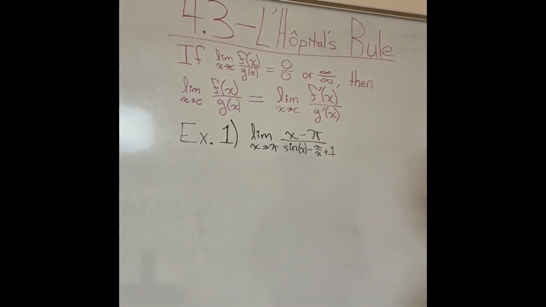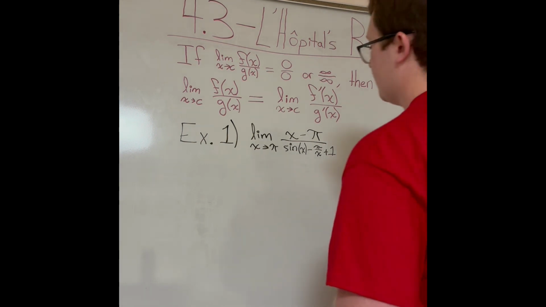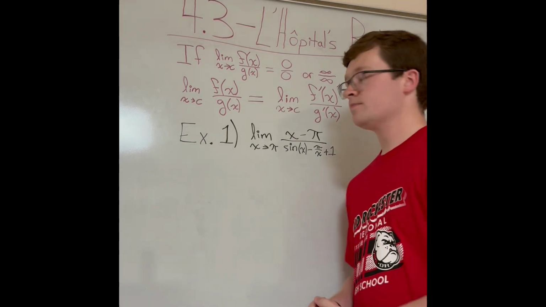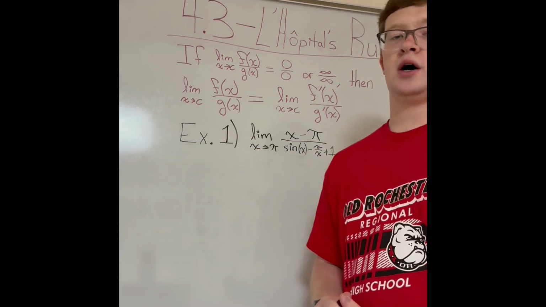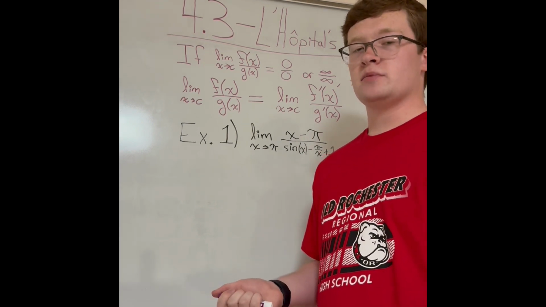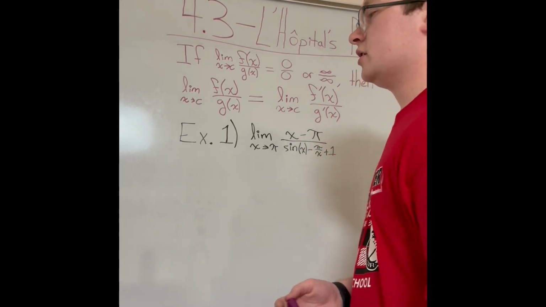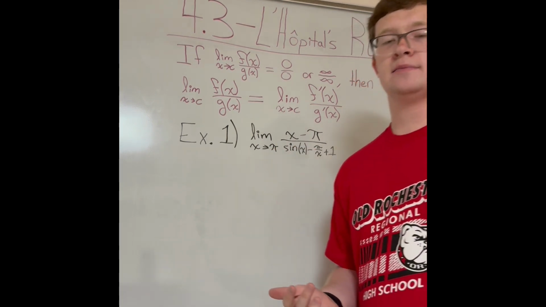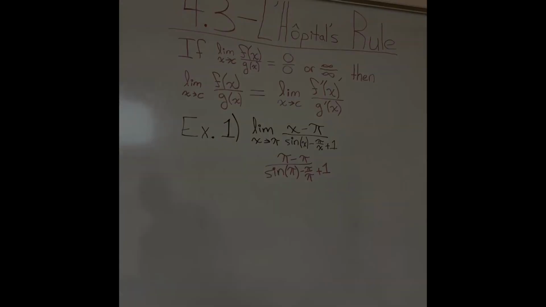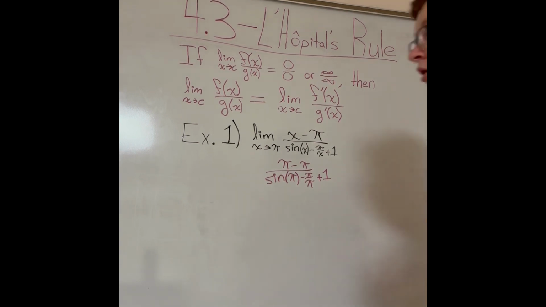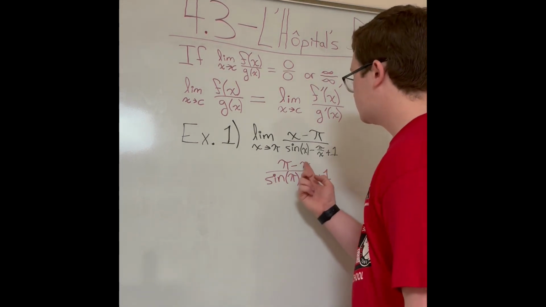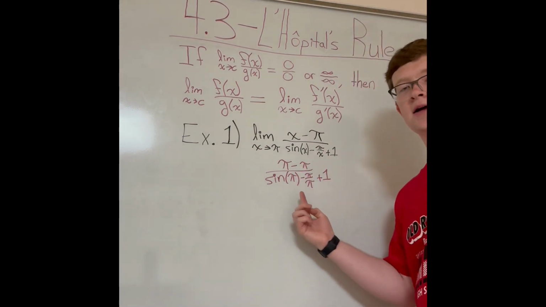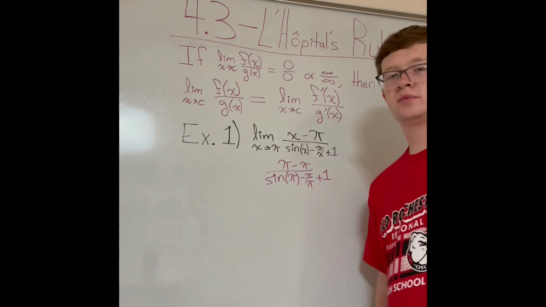So example 1, we have the limit as x approaches pi of x minus pi over sine x minus pi over x plus 1. First step, unit 1 material: everywhere you have an x, fill in the pi. I'm going to take a moment so you guys can do that. So filling in for x, you get pi minus pi over sine pi minus pi over pi plus 1.